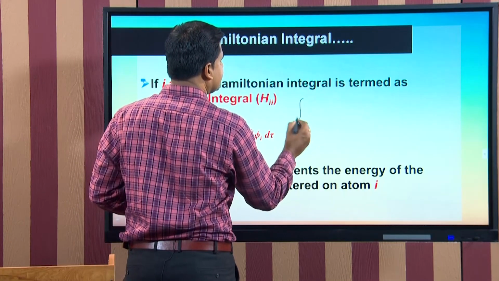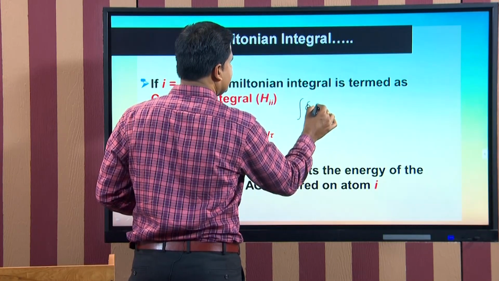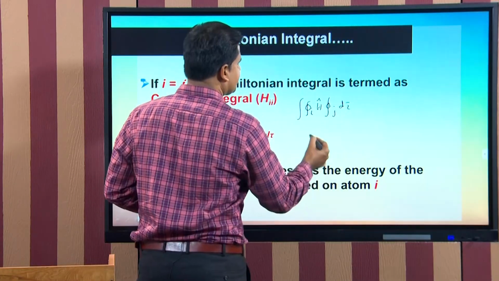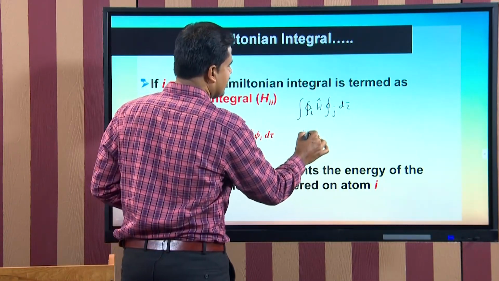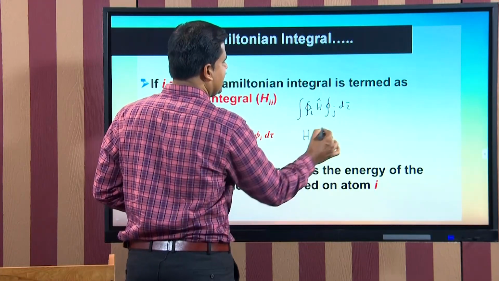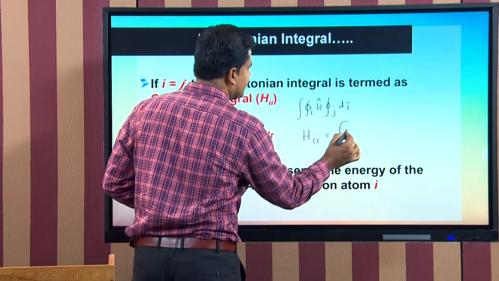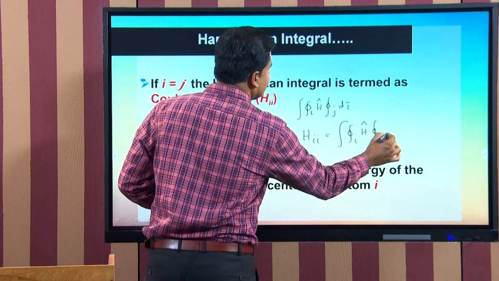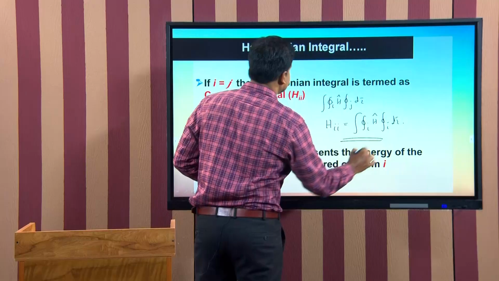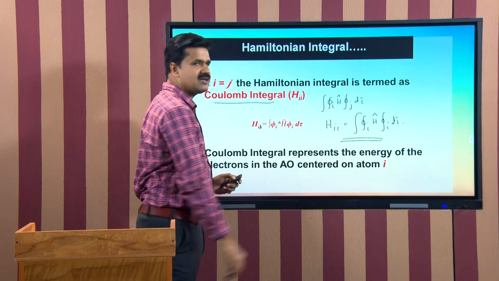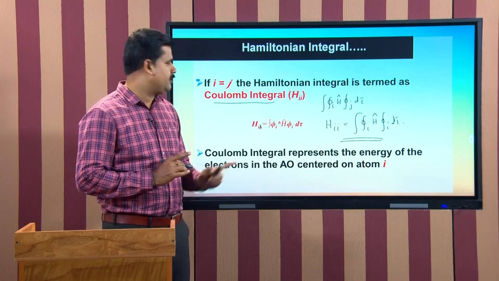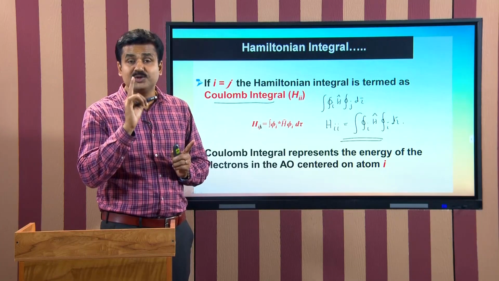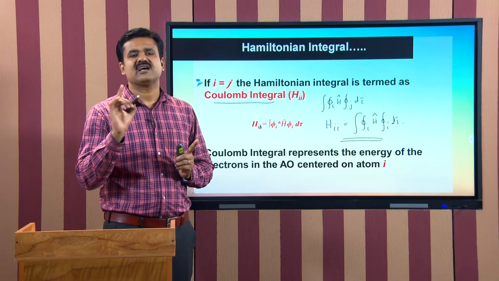We have the Hamiltonian integral phi i H hat phi j d tau. If i is equal to j, we can mark it as Hii, and Hii is equal to integral phi i H hat phi i d tau. This integral is termed as the Coulomb integral, and the Coulomb integral represents the energy of the electrons in the atomic orbital i centered on atom i.